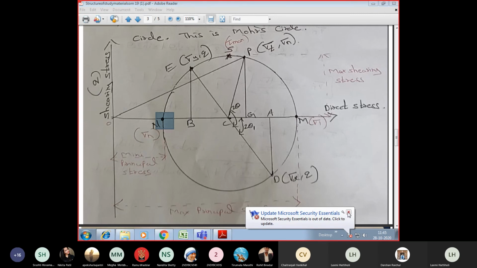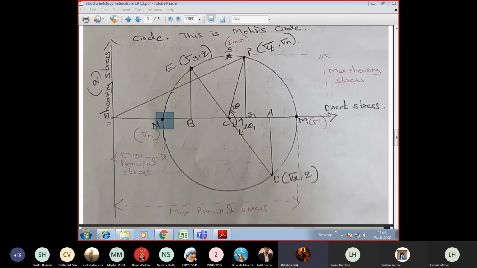What are the notations which we have used for maximum principal stress and minimum principal stress? Anybody? Here it is M and N. But in numerical methods, in the analytic method, what we solved in the previous class, what are the notations for maximum principal stress, minimum principal stress? The formula, what is the notation which we have used?